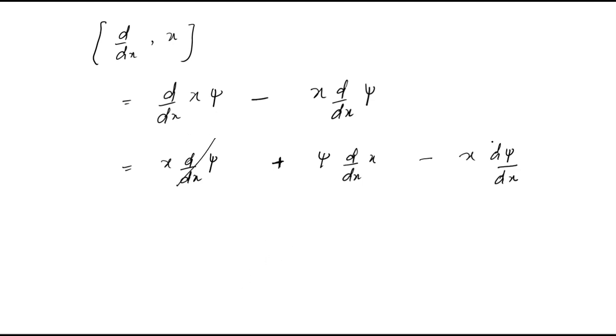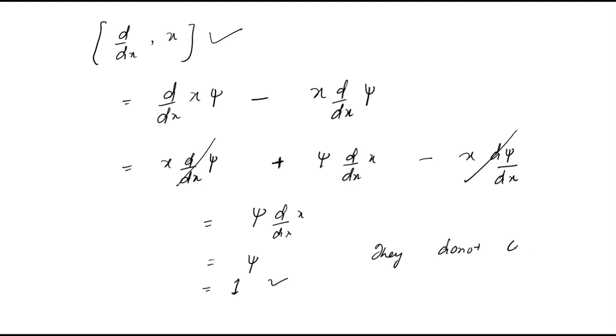And these two terms cancel, so what we get is psi d/dx of x, that is actually psi. If we take out the arbitrary function, we get something like 1. So the commutator of these two operators is 1. That means they don't commute. So d/dx x is not equal to x d/dx. That is what it means.